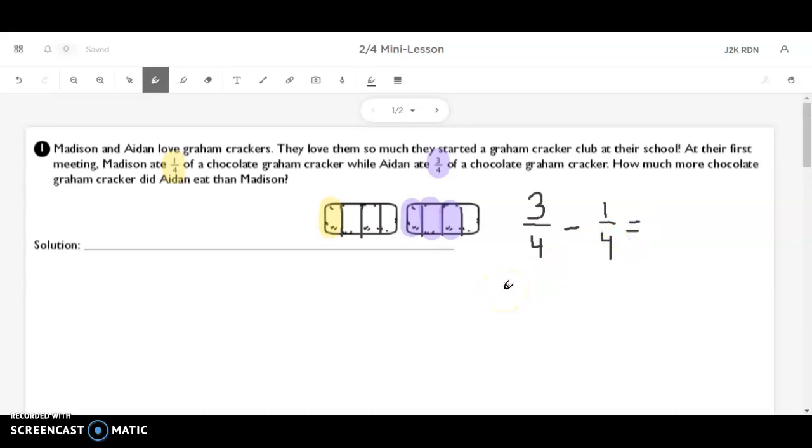And I want you to actually go in and show me what that would look like. So I'm comparing this, so I'm taking this away, right? Taking 1 away to compare them, which leaves Aiden with 2/4. If I have 3/4, I'm taking away 1/4. That leaves me with 2/4. Taking the yellow away from the purple, which means my solution is 2/4. Excellent. Okay, let's move on to the second one.